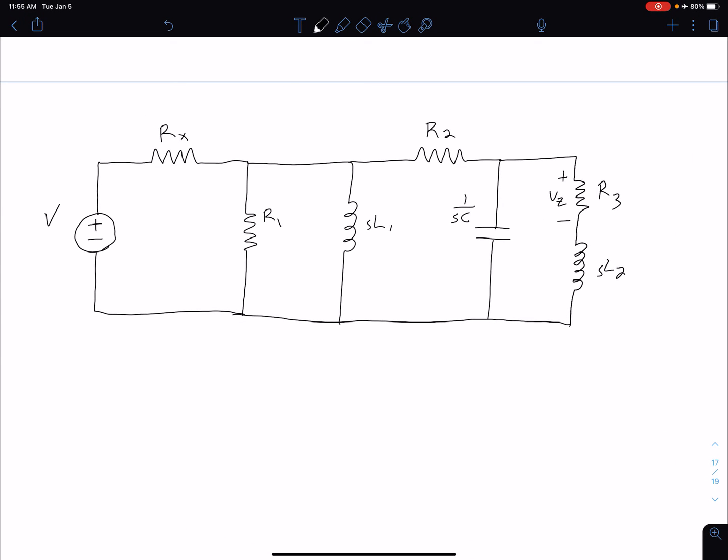So let's say for our transfer function, we want to have, and let's say we have also transformed this so that we already have our current source.